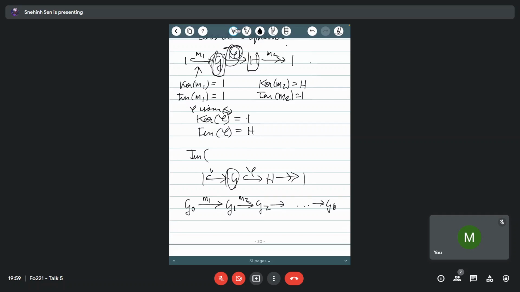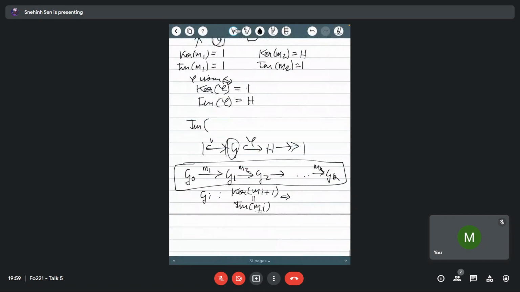I'll be only interested in finite ones. This is Mk. Then if at every junction point Gi, the kernel of the next map, Mi plus 1, is the same as the image of Mi, then we say this sequence, this chain of groups, is called an exact sequence. That's called a series and this is called a sequence, in a sense. Relating to your analysis names, this is called an exact sequence if everything is kind of the same.